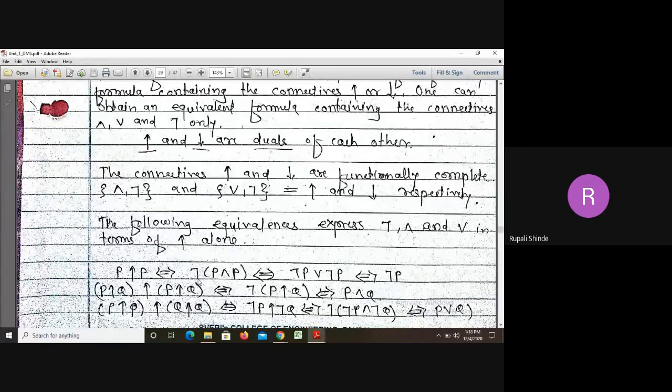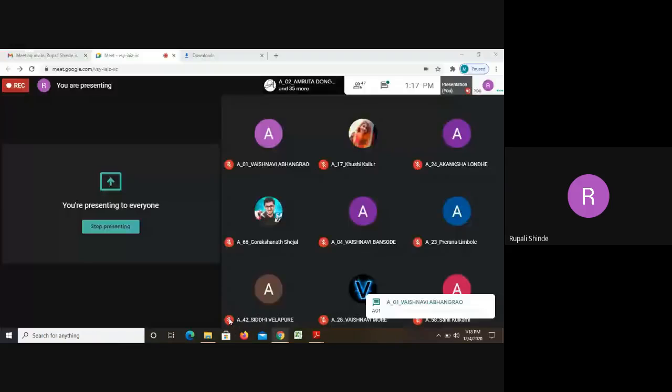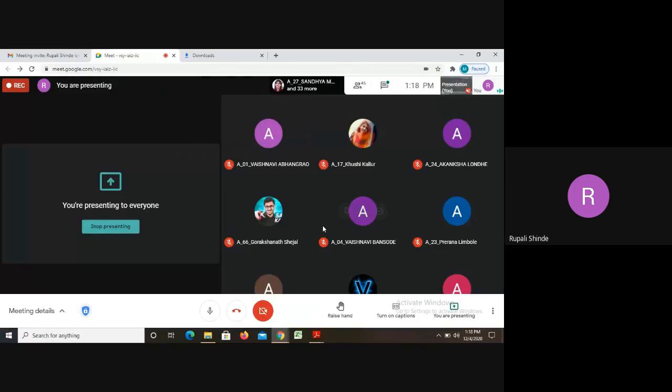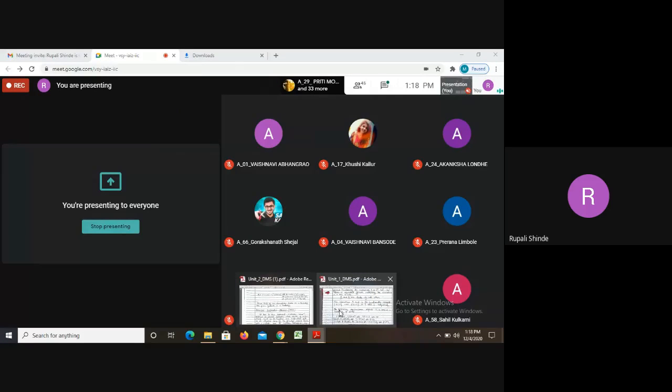If you apply this negation inside the bracket, it becomes negation P or negation P. Once you apply the negation inside the bracket, the AND becomes OR. That is equivalent to negation P or negation P, and this whole term equals negation P. Just like P or P means P only, because this is an OR operation, likewise negation P or negation P equals negation P only.